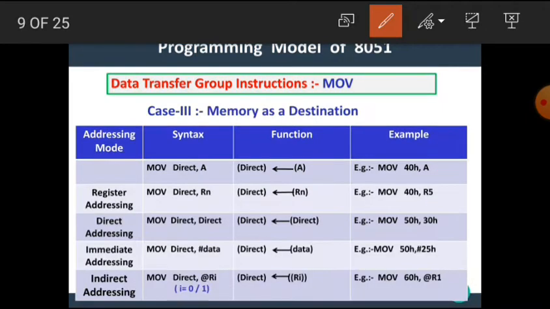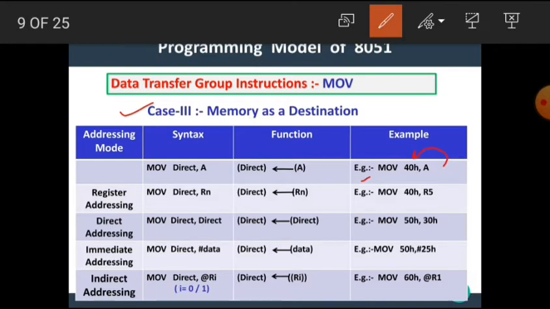The third case is memory as a destination. The first syntax is MOV direct, A. For example, MOV 40h, A. That means the content of the accumulator is copied to the 40h memory location.